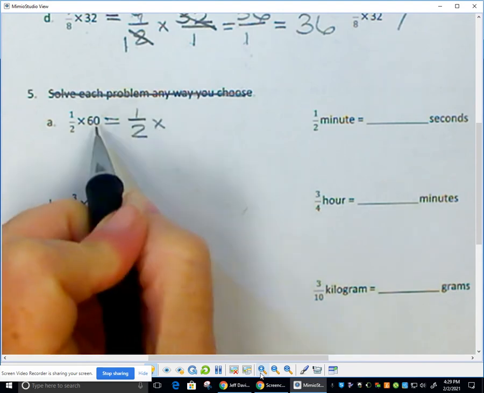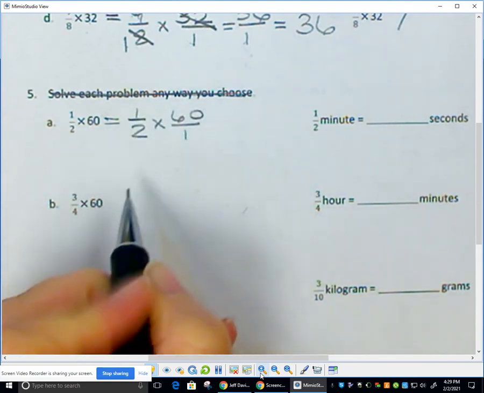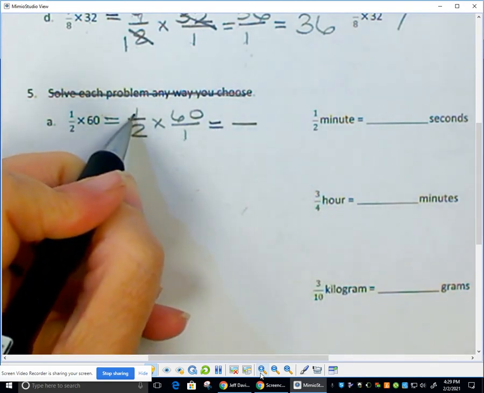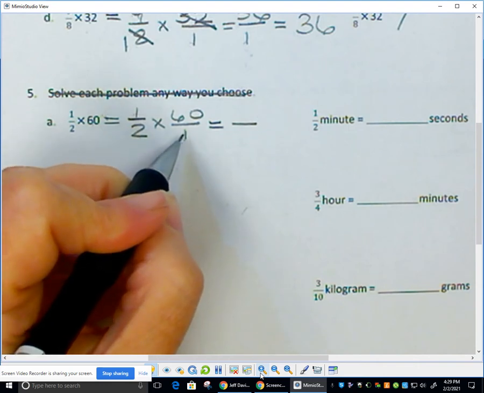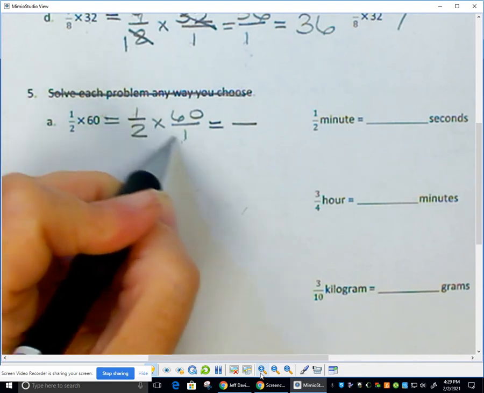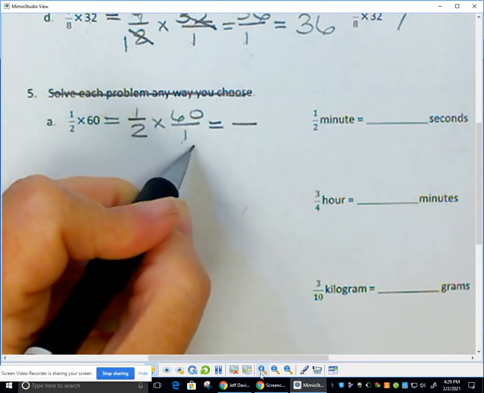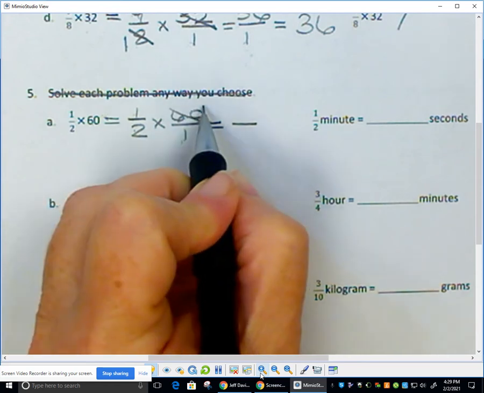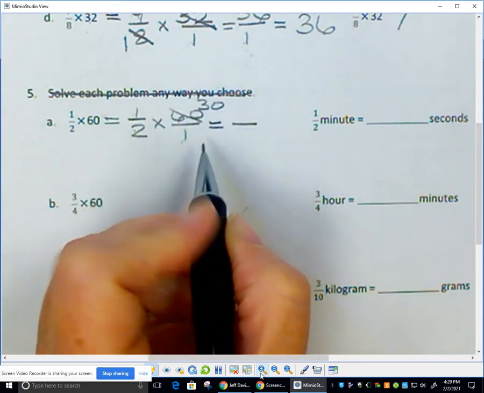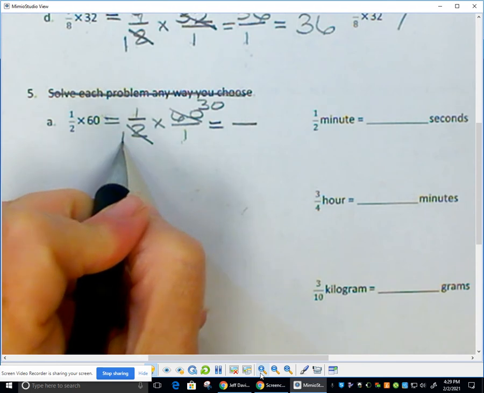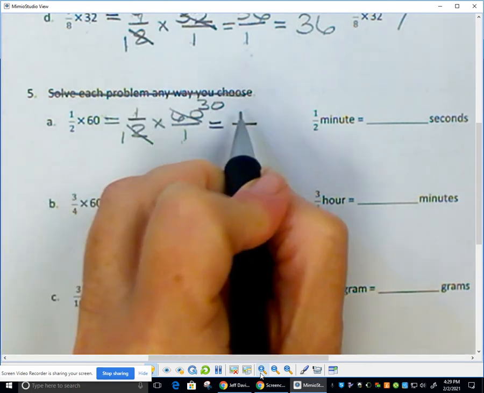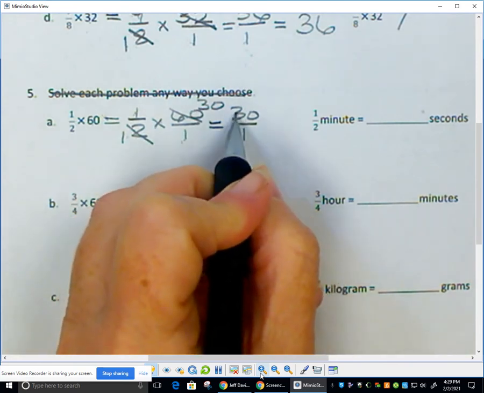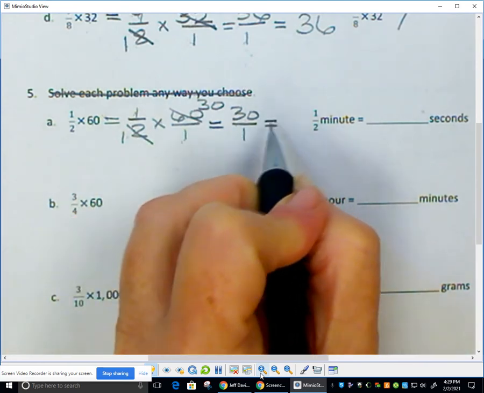1/2 times, take the 60, slap a 1 under it. Now, 1 will go into 1. See, if you've noticed, anytime your lowest number is 1 and you want to cross cancel, you just leave them alone because you'd get the same thing. Now, 2 and 60. 2 will go into 60 30 times, and 2 will go into itself 1 time. And 1 times 30 is 30, and 1 times 1 is 1. So 30 divided by 1 equals 30.